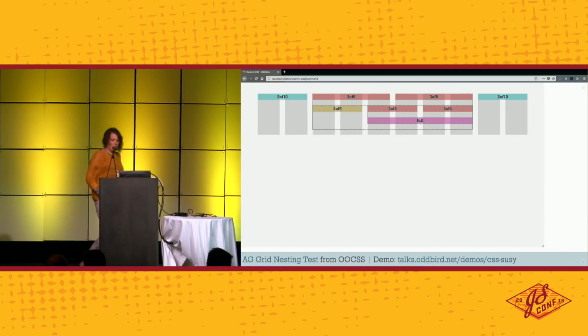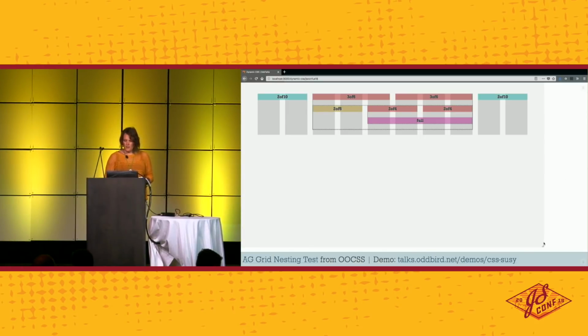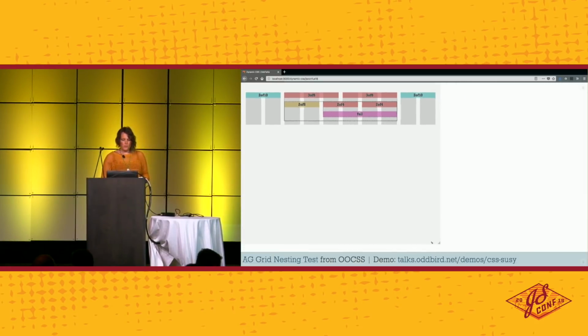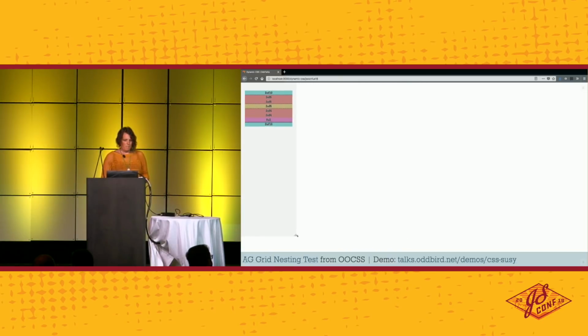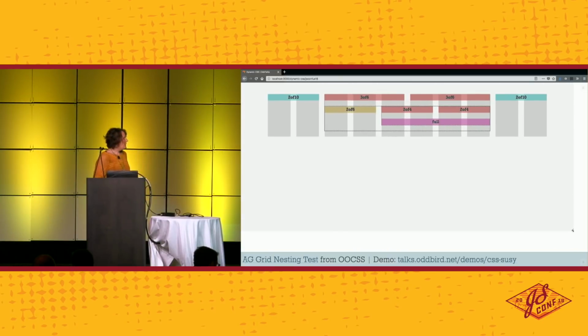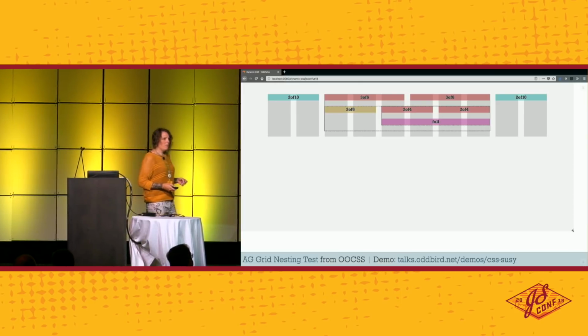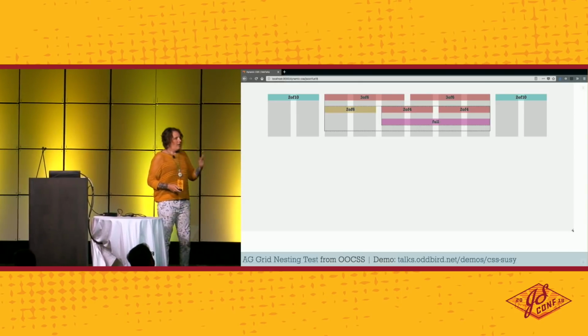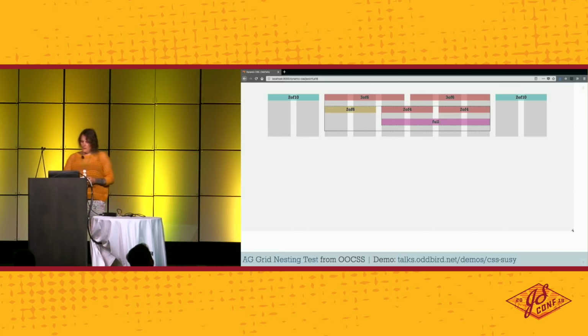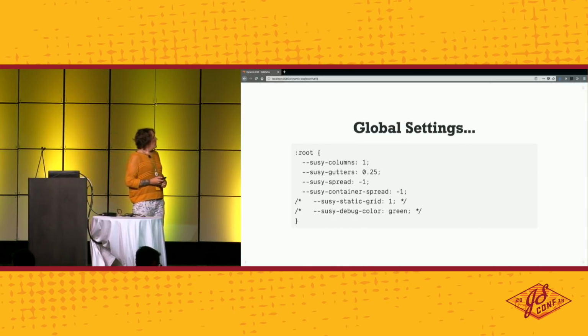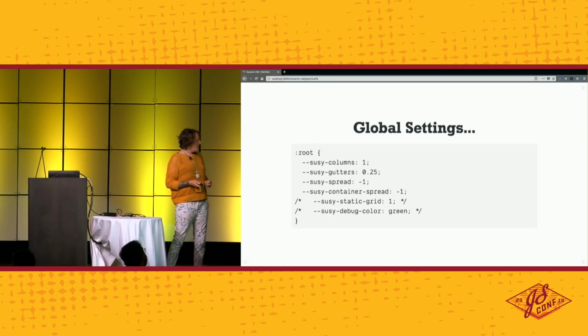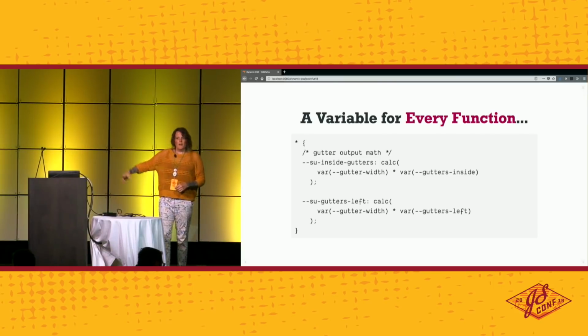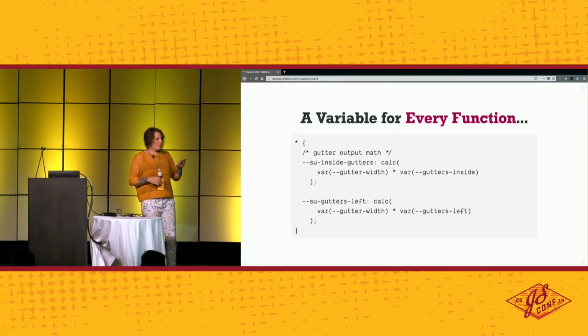As a test, the first thing I did was I rebuilt Susie entirely in CSS. There's no Sass involved here. And it works. In fact, the background images are also generated by CSS variables, calc, and a background gradient. And you can see the full demo there if you go to the link. And this is how it works. I'm just setting the same global settings that Susie has: the columns, the gutter, the spread, the container spread, and then I have 50 of these functions or so.